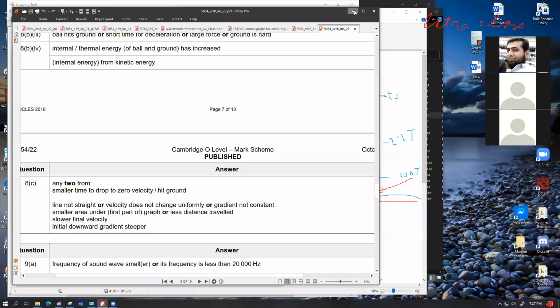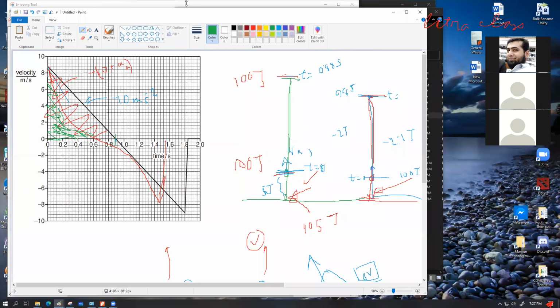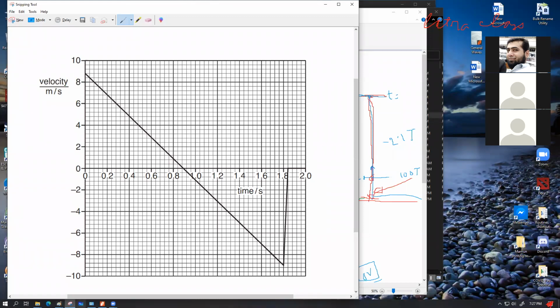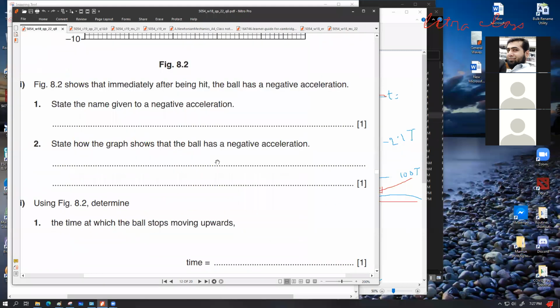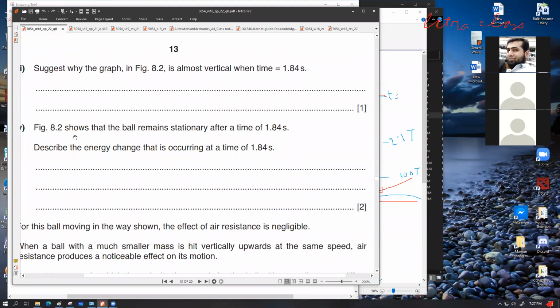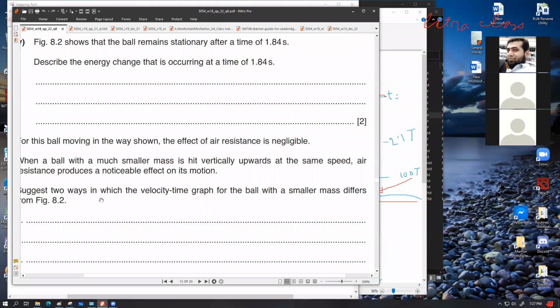This proposal, why? Because the question specifically told us that we are asked to write the change of the graph, so we should propose the change that happens to the graph. Look, what was the question? Suggest two ways in which the velocity-time graph of the ball with a smaller mass differs from figure 8.2. So other than just stating that the distance covered would be less, that is not... you are not seeing distance from the graph, are you? What you can see from the graph is the area under the graph. So you better use that term. That's my recommendation.